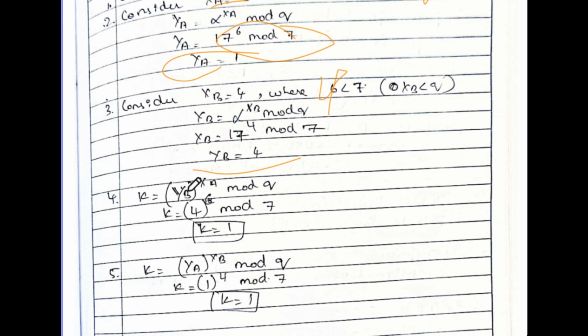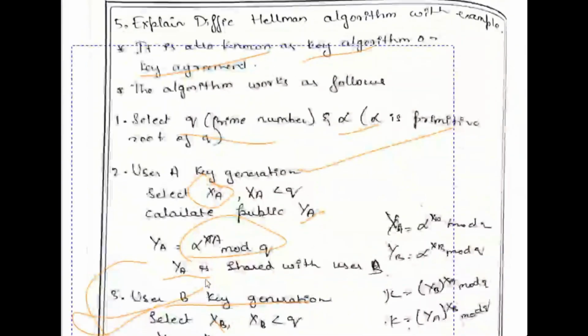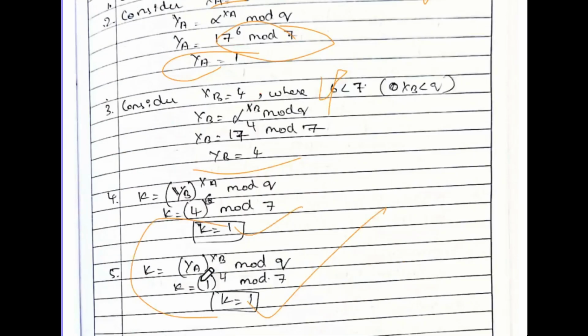The value of the key we have to find out is YB power XA mod Q. If we find that K is equal to 1 from both sides, and both are the same, then the Diffie-Hellman algorithm is correct.